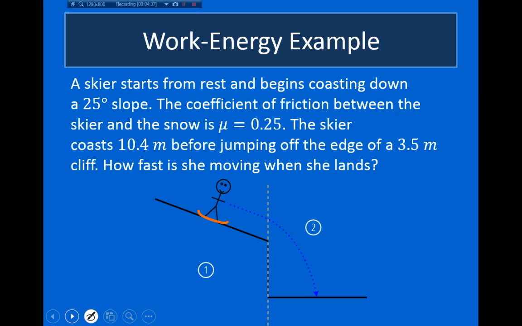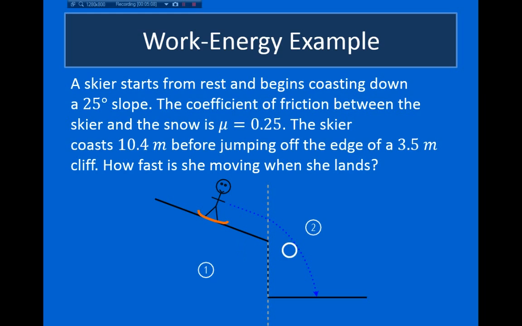So the first thing I want to point out about this is that we should break this motion up into two parts. During the first part, she's coasting down a hill that's 25 degrees. And then after this she's going to jump off a cliff, and when she jumps off the cliff, she's just going to be in free fall, so it'll be projectile motion. These two motions are very different. During the first part, she's forced to move along this surface, and during the second part, she's now in free fall.